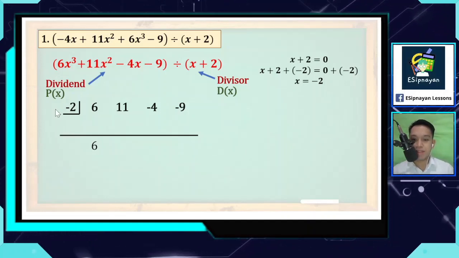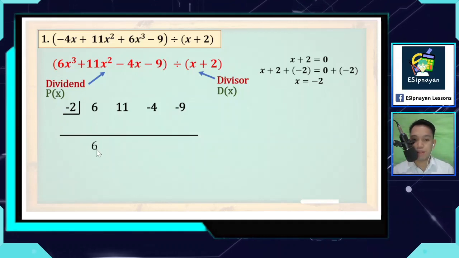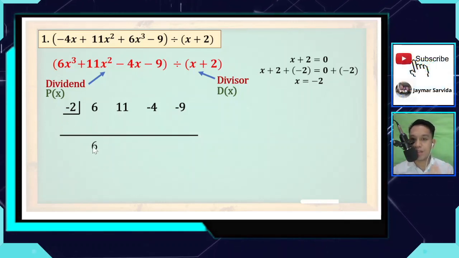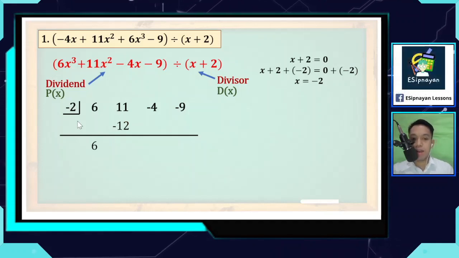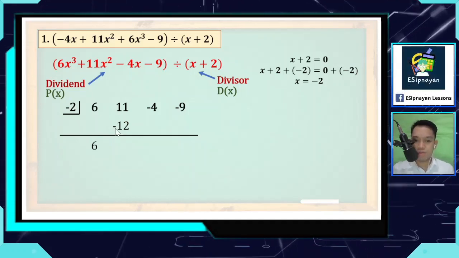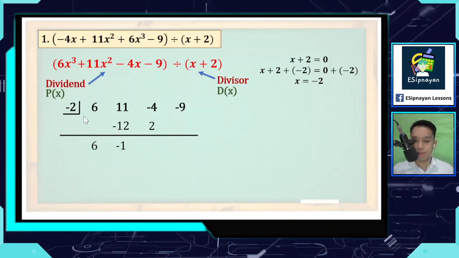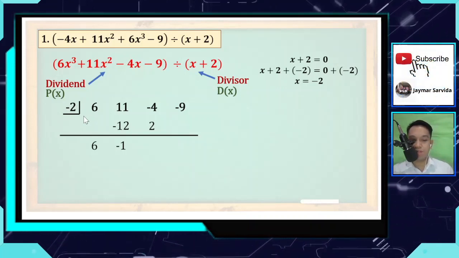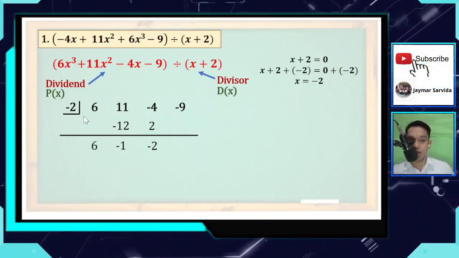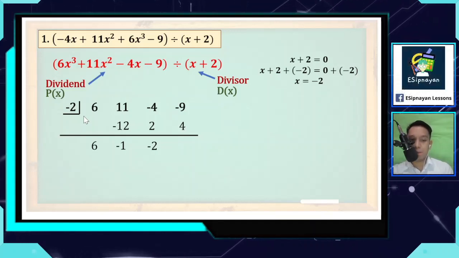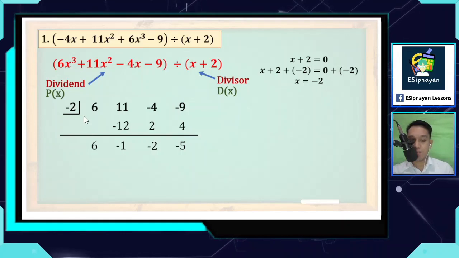6 times negative 2, i-multiply mo to, itong 6, at saka itong ating negative 2, itong ating initial quotient. Okay? So, 6 times negative 2 is negative 12. 11 plus negative 12 is negative 1. Then negative 1 times negative 2 is positive 2. Negative 4 plus positive 2 is negative 2. Negative 2 times negative 2 is positive 4. Negative 9 plus positive 4 is negative 5.